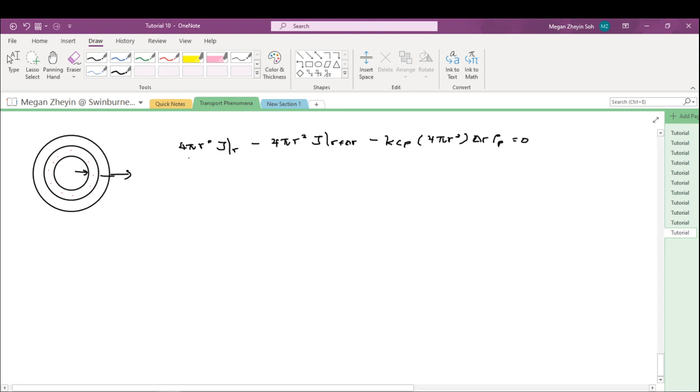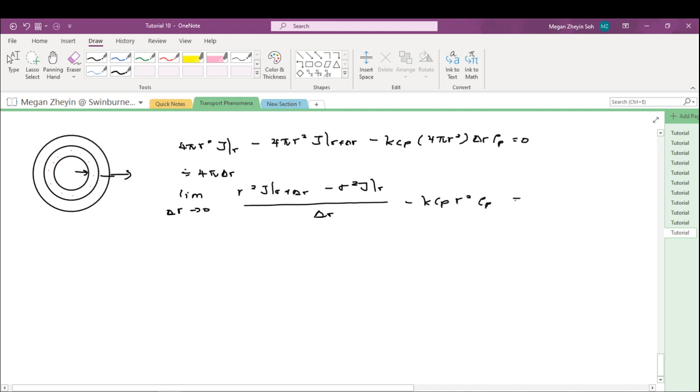And we divide everything by 4 pi delta R, rearrange it and take the limit as delta R approaches 0. We should get R squared J at R plus delta R minus R squared J at R, over delta R, minus k C_P R squared rho_P equals 0.